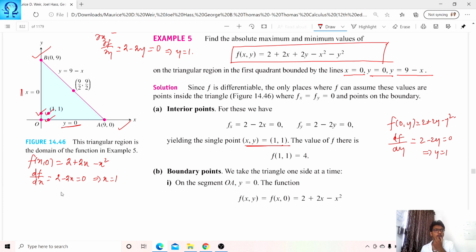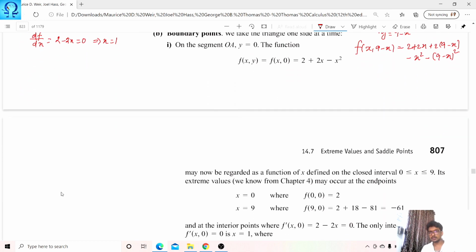Now along this line AB, we know that your y value is 9 minus x. So f of x comma 9 minus x becomes 2 plus 2x plus 2 times 9 minus x minus x squared minus 9 minus x squared. Now this becomes a function of x alone, and if you find df upon dx, this is going to be 2 minus 2x plus 2 times 9 minus x with minus 1.